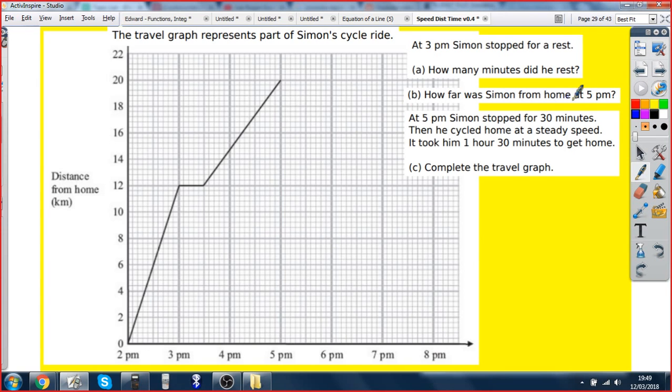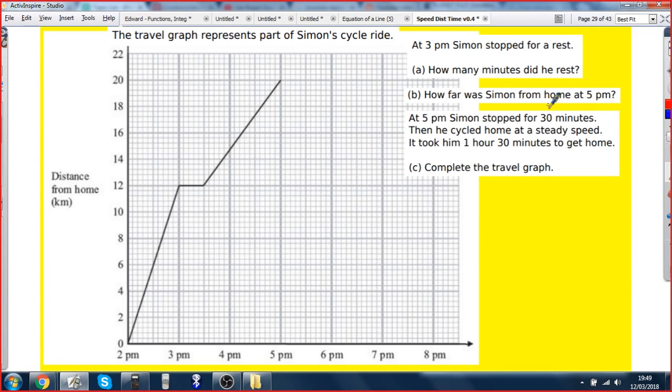So this is one where you have to complete the thing. I think you'll be okay for A. I think you'll be okay for B. Let's just do part C.